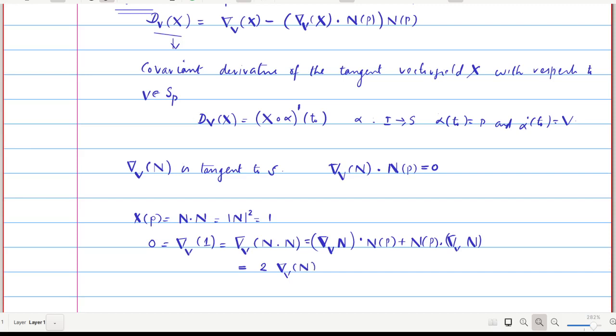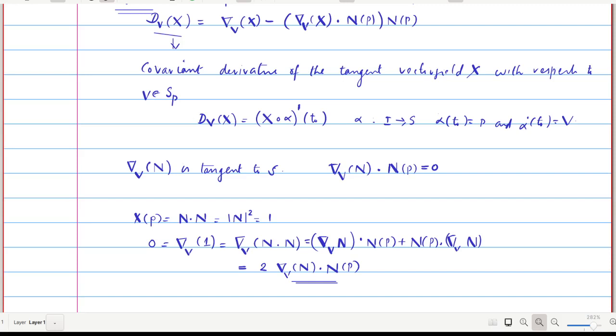n dot n of P, because this dot product commutes. Which shows that n of P and del V n are orthogonal. Since this n of P is the normal to the tangent space, this del V n is always in the tangent space. That means del V n is tangent to S.